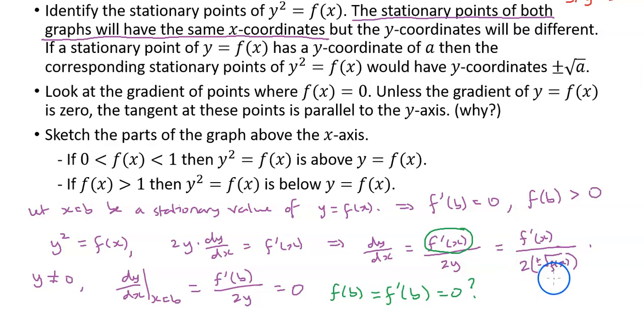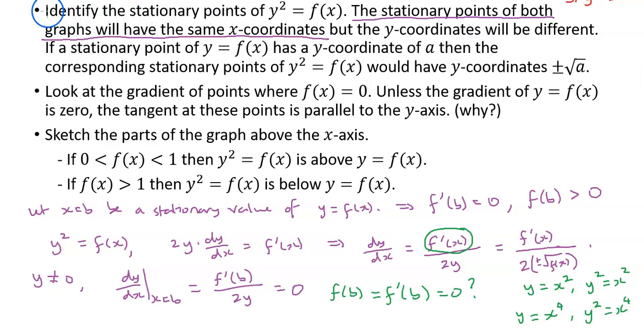What happens there? You might want to start out by checking out the graphs of y equals x squared and y squared equals x squared, and perhaps y equals x to the 4 and y squared equals x to the 4.